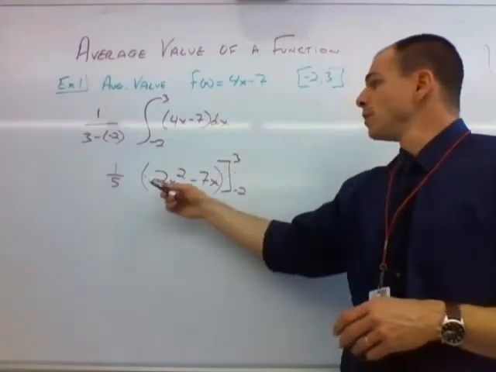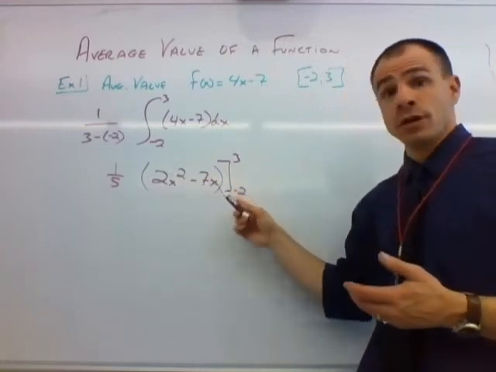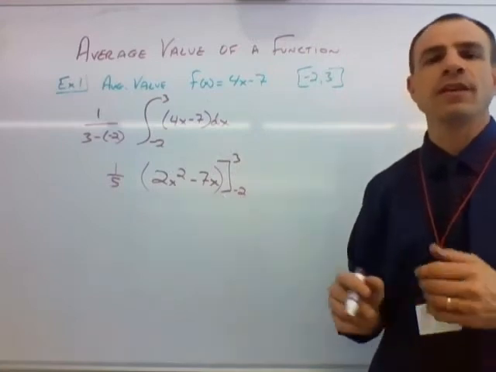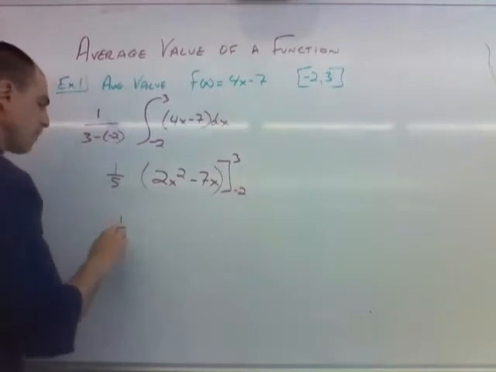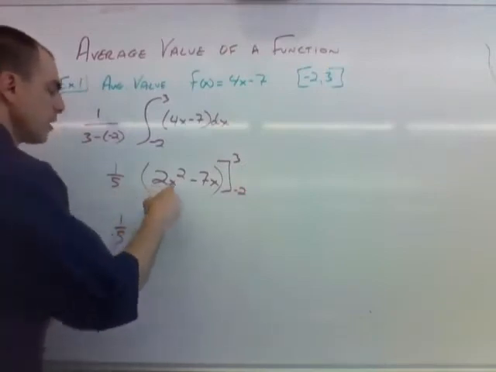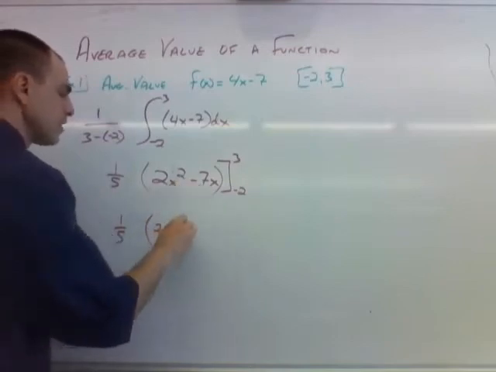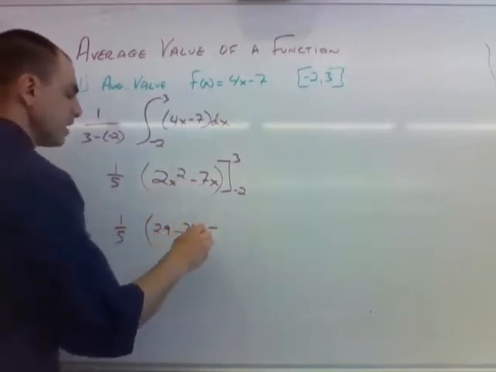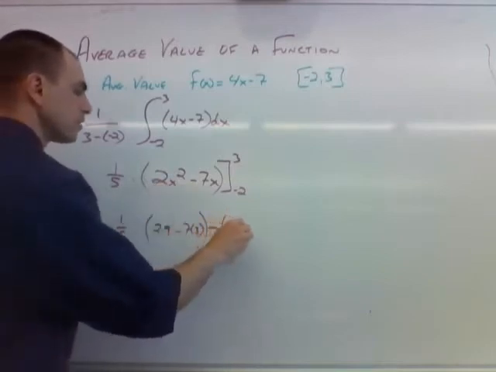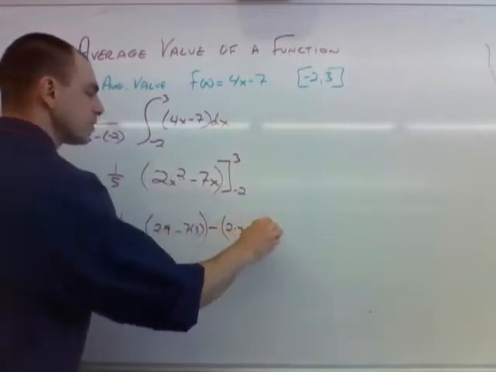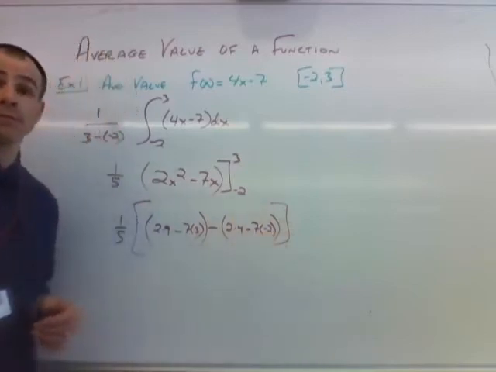So 2x squared minus 7x, we're going to plug 3 in first, and then we're going to plug negative 2 in second. Subtraction in between. We're finding the difference of those two values. So when we plug in the 3, again, we have 1/5 out front. So I've got 2 times 9, that's a 9 right there, minus 7 times 3, and now minus, we're going to close that up. And now we're going to plug in negative 2, so that's 2 times 4, and then minus 7 times negative 2. And the whole thing is being multiplied by 1/5.